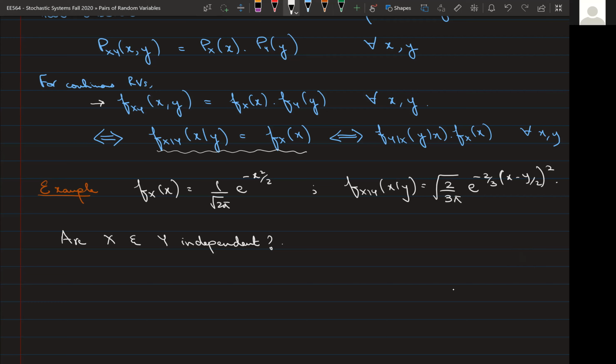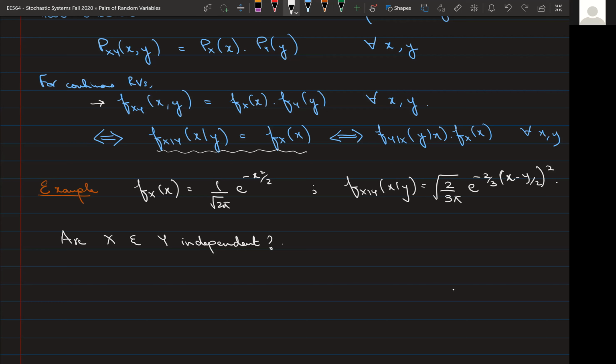Okay, Abdullah, why do you think they are not independent? Sir, you have written a definition that f of x given y must be equal to f_X of x. So seeing the expression, they both are not equal. So they are not independent. Good, excellent. So they're not independent because the conditional PDF is not the same as a marginal PDF.